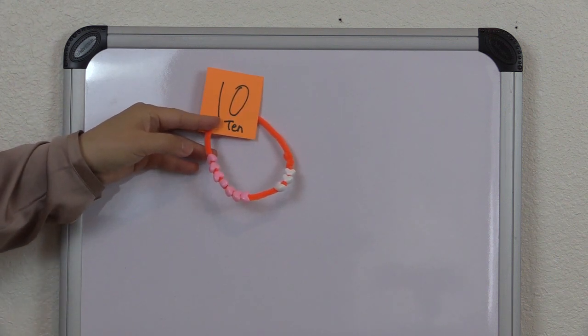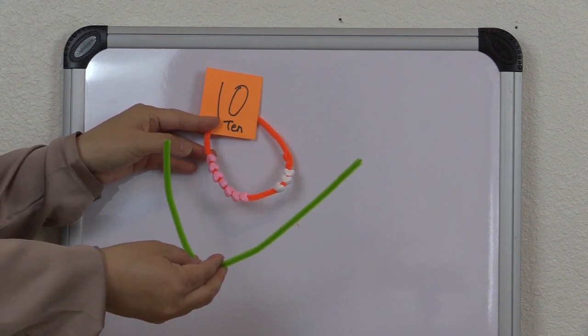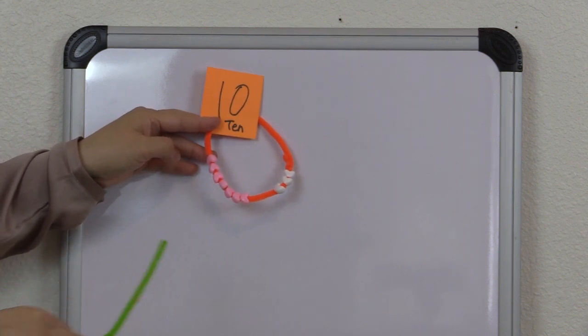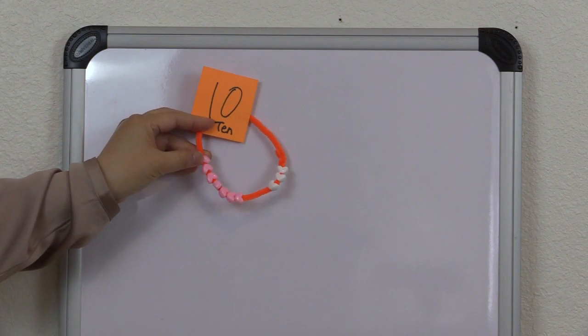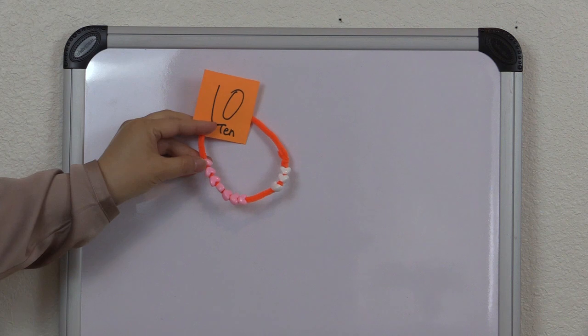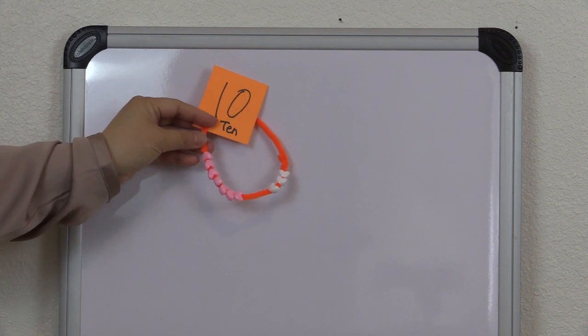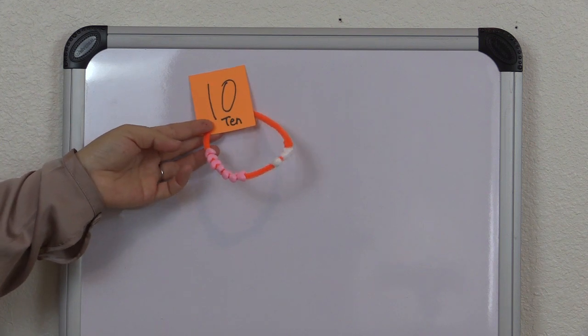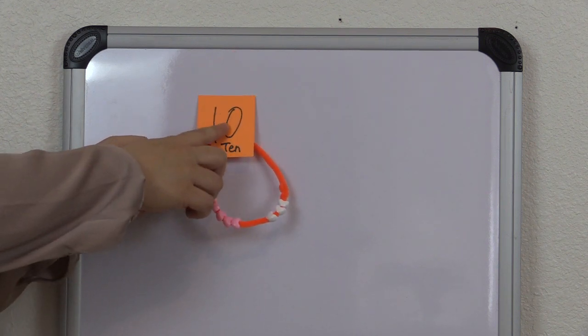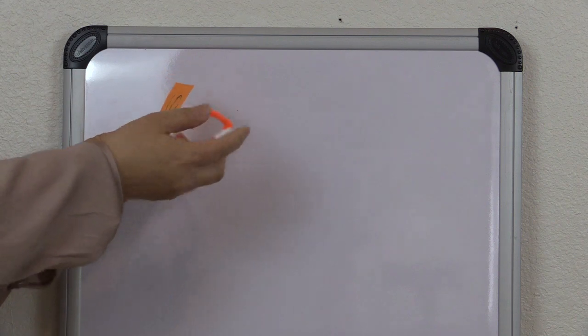What you need to have is pipe cleaners and some kind of beads in your classrooms. If we are worried about choking hazard or swallowing issues, you may want to use larger, bigger beads. So I have 10. I'm going to practice 10. My number is 10, and this is how I write 10. And I have 10 beads in here.